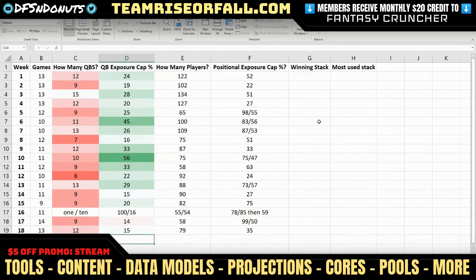All right, I've zoomed the screen in, 175%. Let's do this. Again, games, column B. How many quarterbacks? Column C. Today, we looked at the exposure cap. And by the way, at the end of this series, there'll probably be 6 or 7 more questions we're going to try to answer. There'll probably be about a dozen or so.